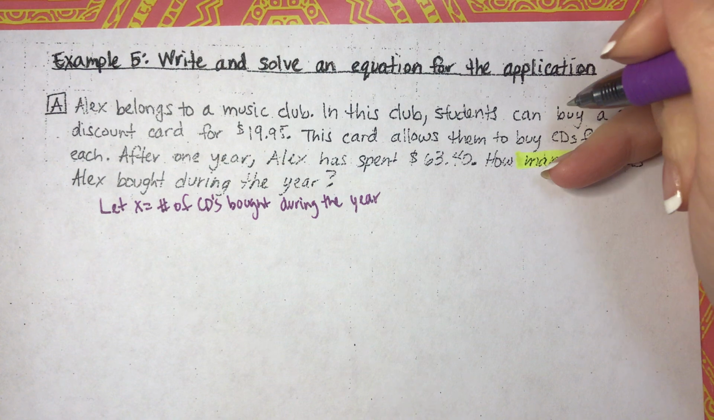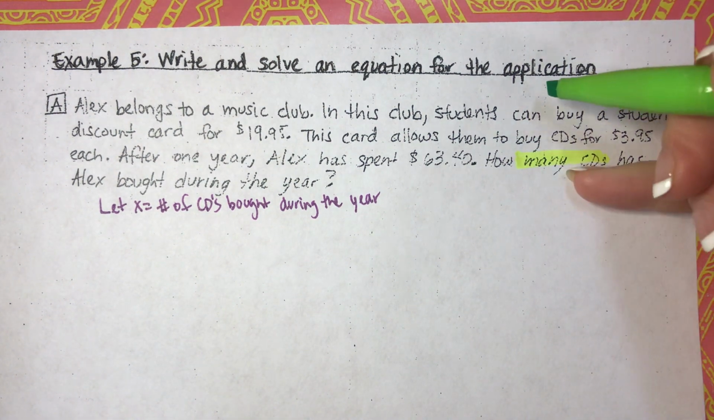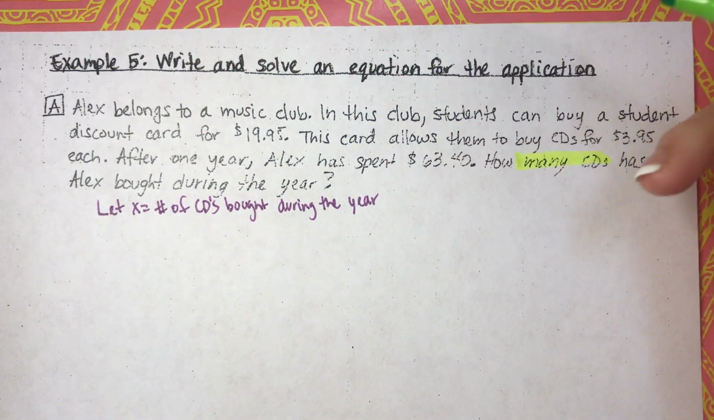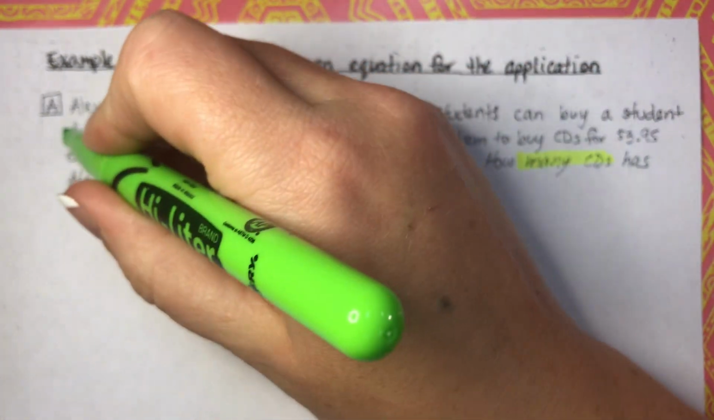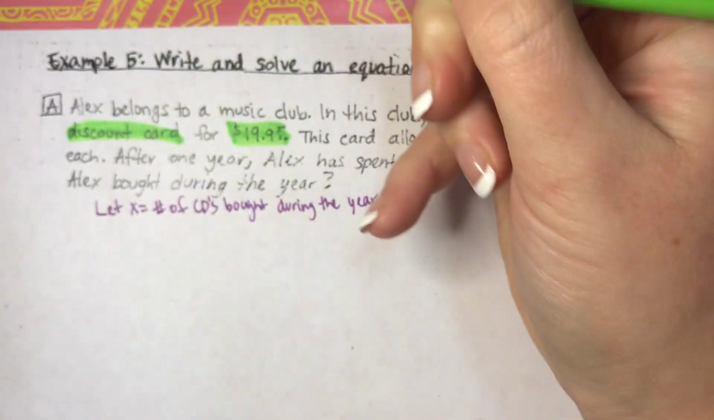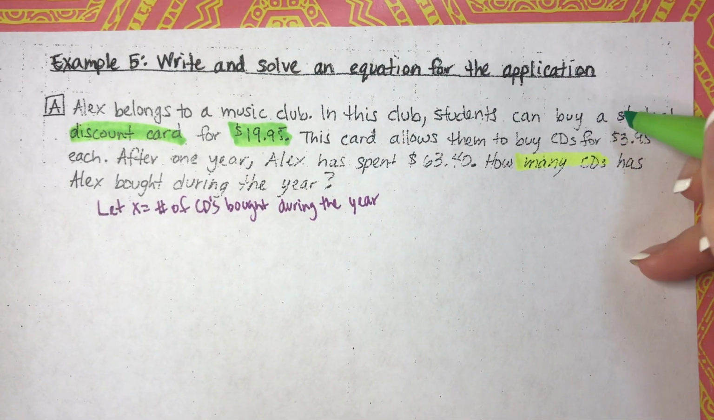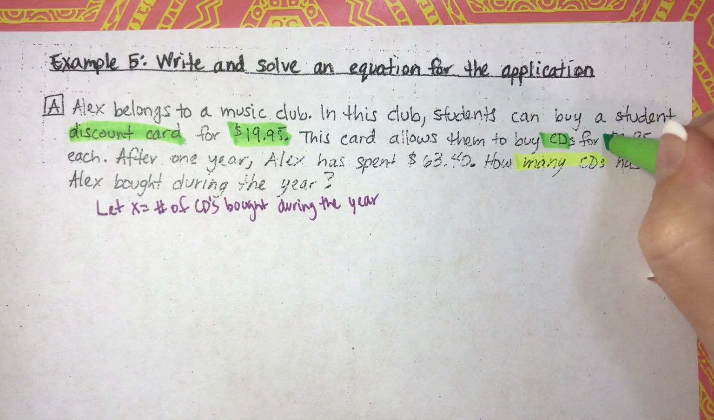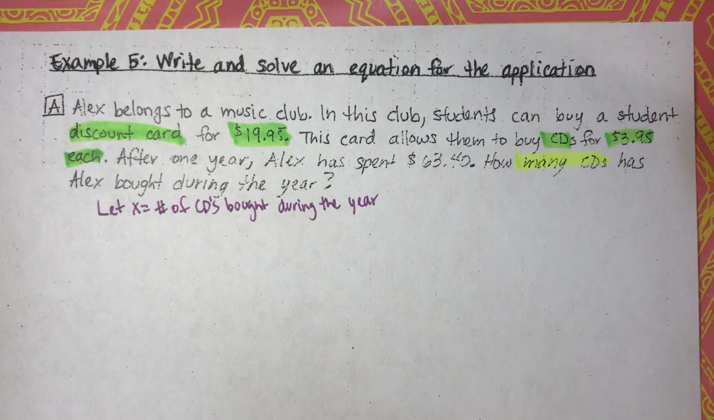Okay, perfect. Now we're going to go through here and figure out what is the important information. Alex belongs to a music club. In this club, students can buy a student discount card for $19.95. So we have a discount card for $19.95. That's one piece of important information. This card allows them to buy CDs for $3.95 each. I think that's like a discounted price. If you don't spend $19.95, I'm sure you pay more than $3.95 for a CD.